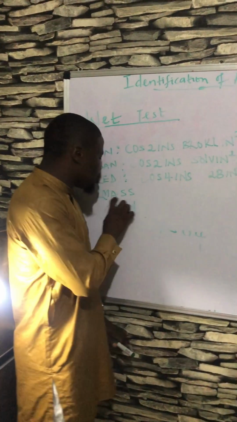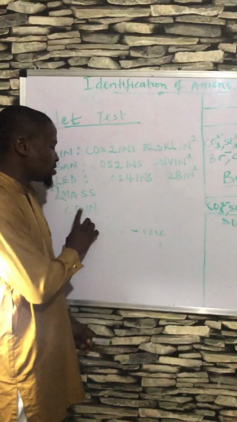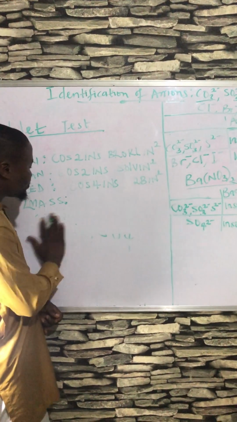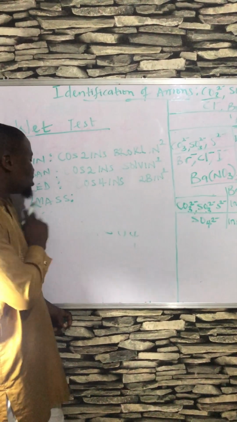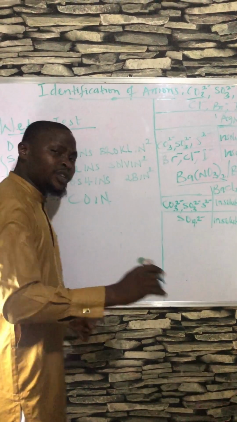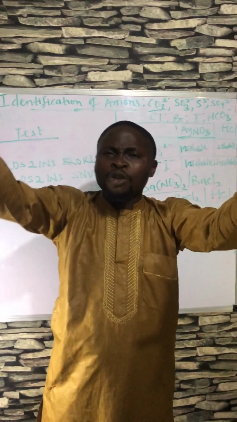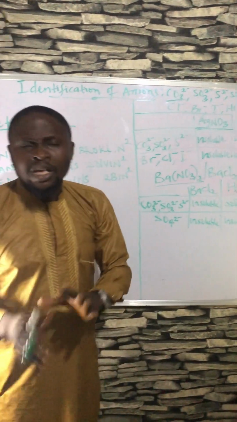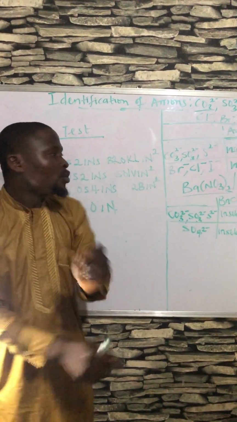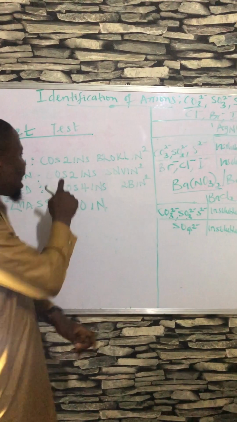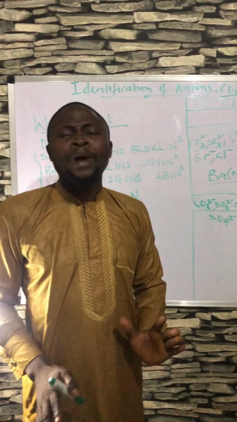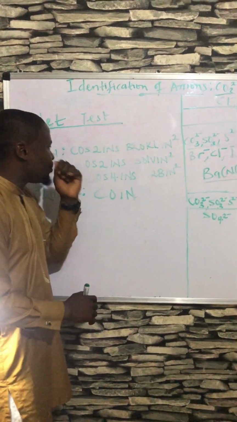You should be asking me, what does this coin mean? This coin is actually talking about the anion and the property under this mass. If you check our video on identification of cations, the shortest possible way in which we can identify cations, we described IN as insoluble and S as soluble. So we are towing the same path today.